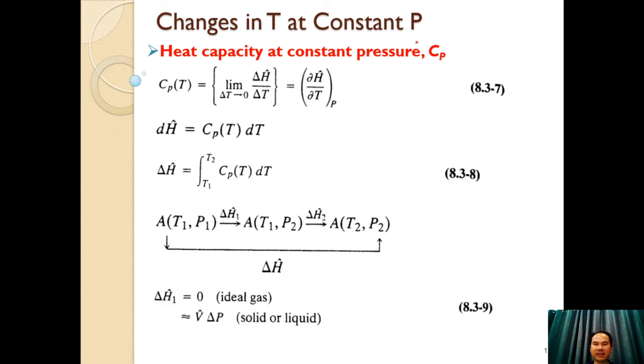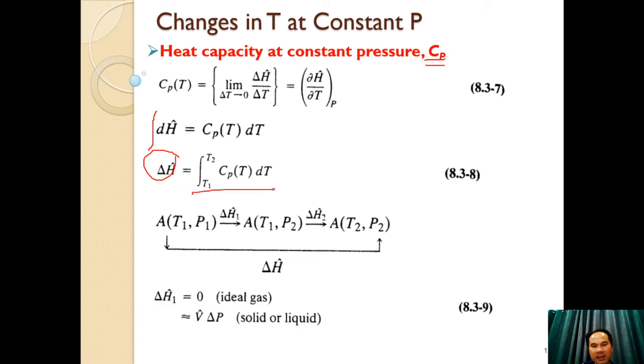Because it's the heat capacity at constant pressure, we know it as Cp. General note for this case. Cp is defined by the limit as delta T approaches 0 of delta S divided by delta T. For a very small delta T, we change from the limit to the derivative of S with respect to temperature at constant pressure. Then you rearrange the equation, you get dS equal to Cp dT, and then you can integrate. You can integrate dS to get delta S, which means S2 minus S1. And then you integrate Cp dT from T1 to T2.